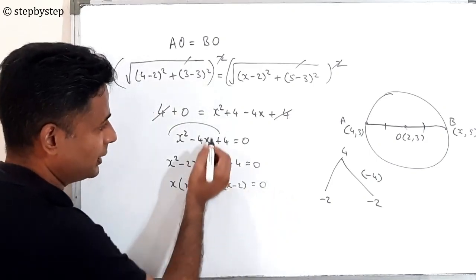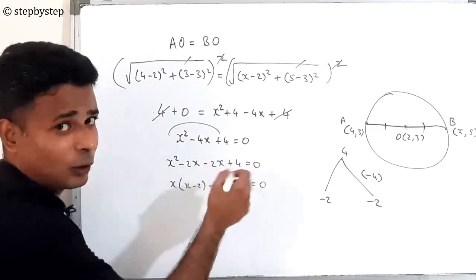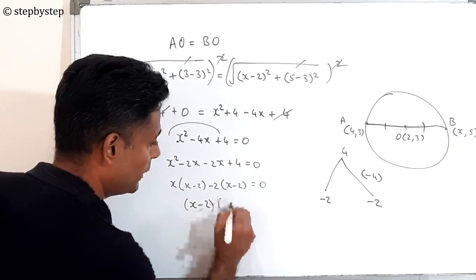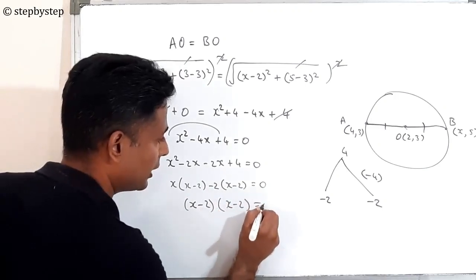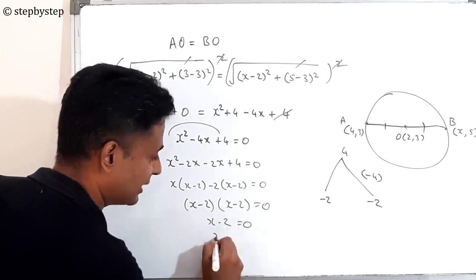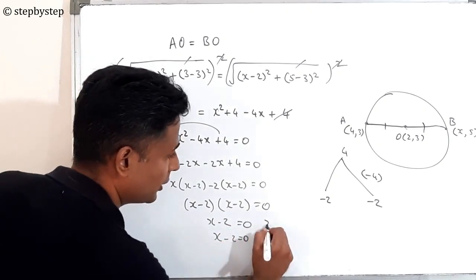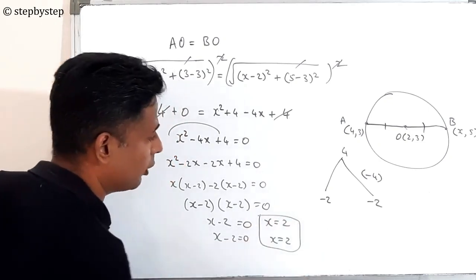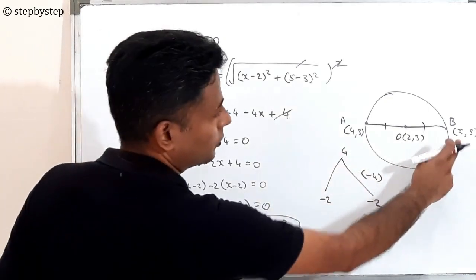So guys, have you realized what kind of quadratic equation this is? Equal roots, right? So it becomes (x minus 2) into (x minus 2) equal to 0, which means x minus 2 equal to 0 and x minus 2 equal to 0. So x equal to 2, x equal to 2. So there is only one value of x, that is 2.